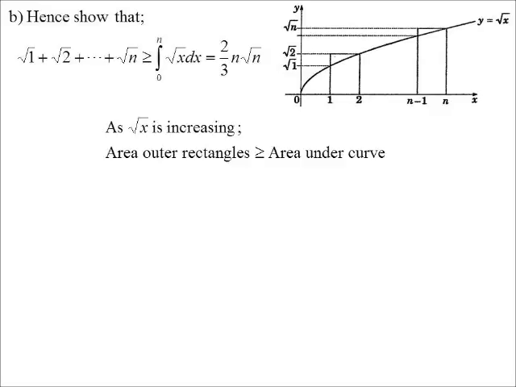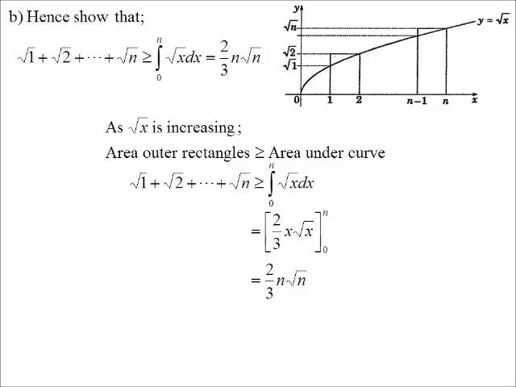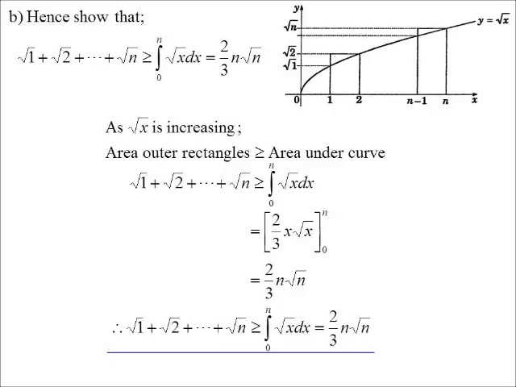I'm finding the area of those outer rectangles, and each one of those has a width conveniently of 1. The height of the first one is the square root of 1, then the next one's the square root of 2, and so on until we get to the last one, the square root of n. So that's where we get our sum. And that's greater than or equal to the area under the curve, which of course is just the integral. And the integral of root x, when we go and integrate it, sure enough, gets to be the result 2/3 n root n. Okay, so we've proved that inequality.